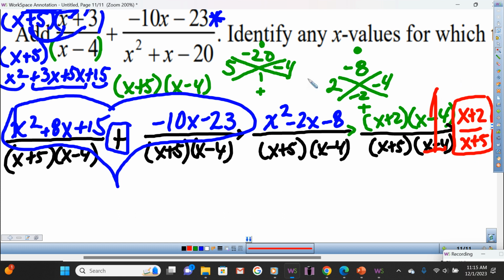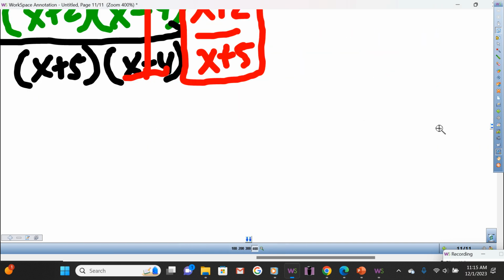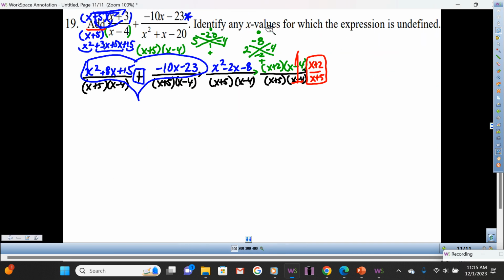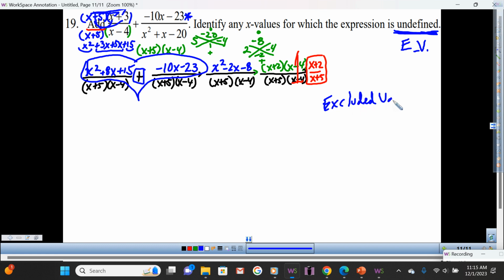All right, so we're done with the first part. What was the first part? Add. We're done. But what else does it say? Let me zoom out. It says, identify the x values for which the expression is undefined. So, whenever on your study guide, write or underline undefined, and I want you to write the letters EV. Remind your neighbor what that means. What does EV stand for? Yeah, excluded values. That's what they're asking us to find.